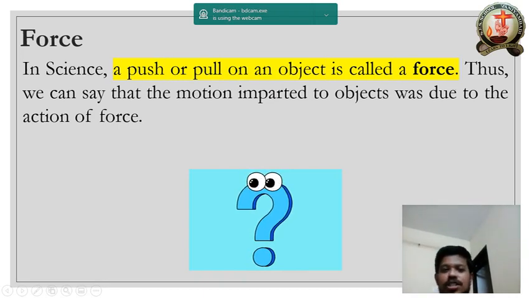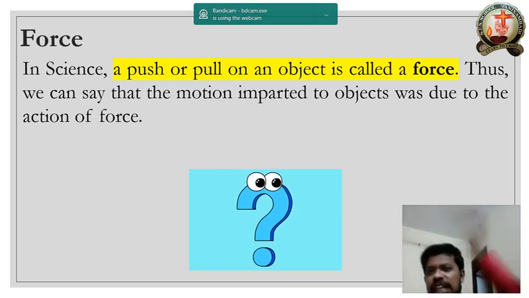Now you might have understood the concept, right? So what is a force? Push or pull on an object. If you take any object, if you're trying to push the object, that is also force. And if you're trying to pull an object, that is also force. So it's a very simple definition for force. So we can say that the motion imparted to objects was due to the action of force. All these actions which you have seen, flicking the ball, hitting the ball, pushing the door or pulling the door, lifting the book, everything. So how has this motion happened among objects?